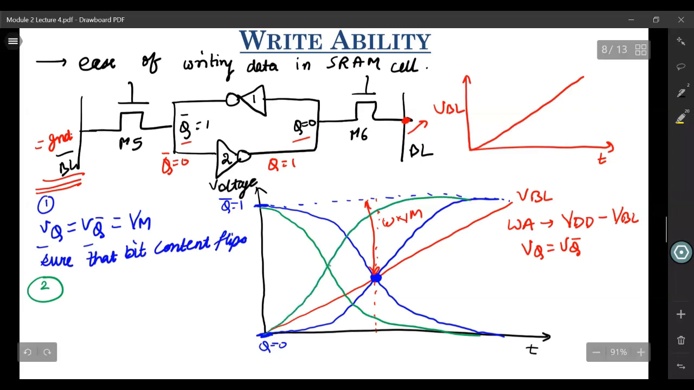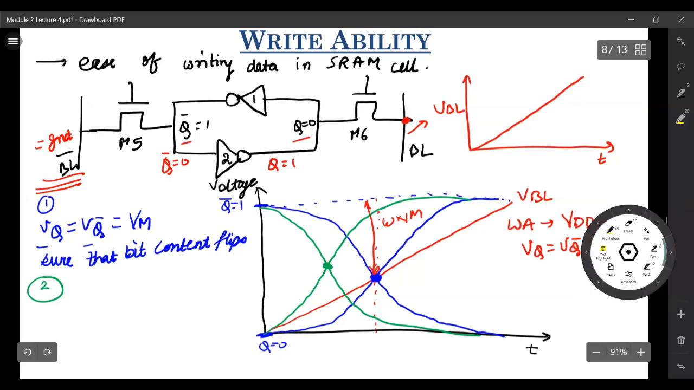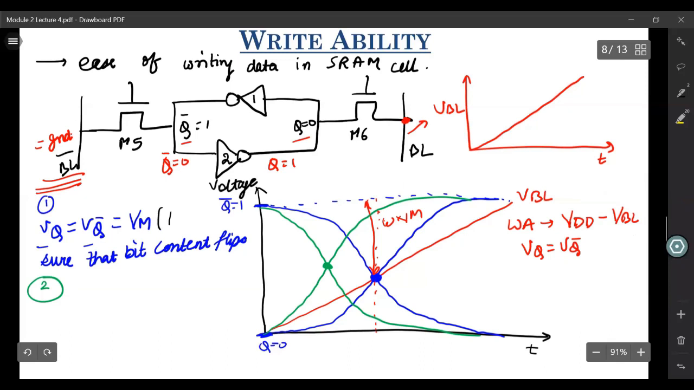Here, this point where your VQ equals VQ bar equals VM is also called the trip point. Why trip point? Because if we have somehow reached this point, we are sure that the content will definitely flip. Now, if you look at the difference between VDD and the bitline voltage at this point, this magnitude is what we define as the write noise margin of the second SRAM cell.